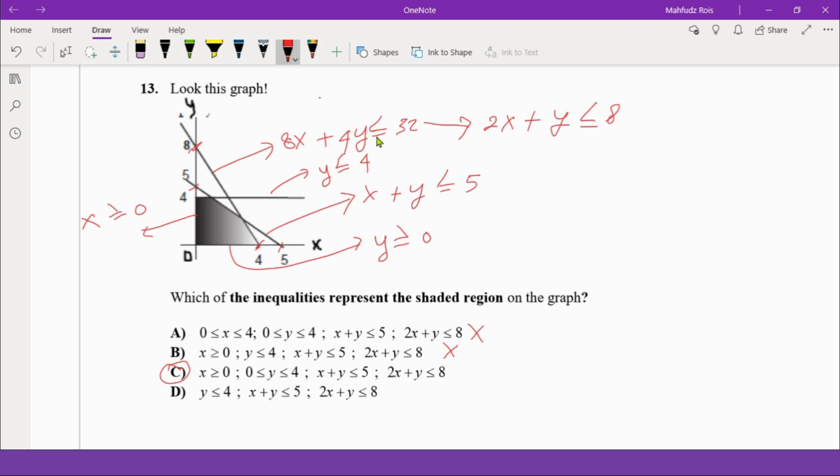Okay, and then all the inequalities have equal, less than or equal to, or greater than or equal to, because the line is a full line. It's not a dashed line. Remember, if it is a full line, it should be greater than or equal to, or less than or equal to. Okay.